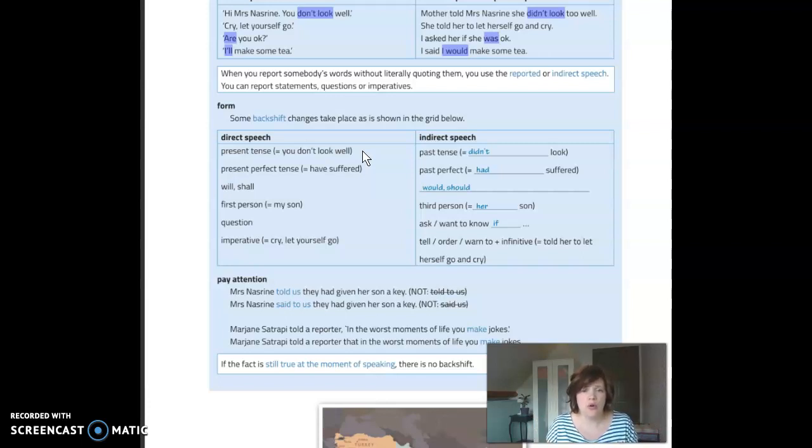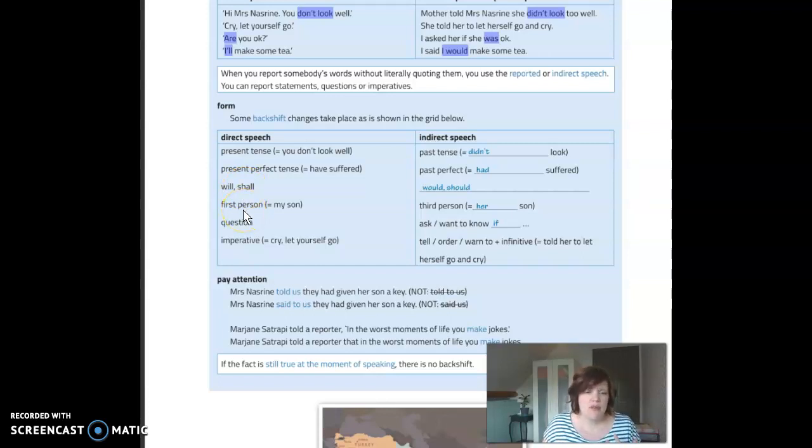"You don't look well" in present tense becomes "Mother told her she didn't look well." So present tenses shift to past tenses. Have a look at the present perfect tense. "Have suffered" becomes "had suffered." So our verb here, have, which is in the present, becomes had in the past form. Will and shall also backshift and become would or should.